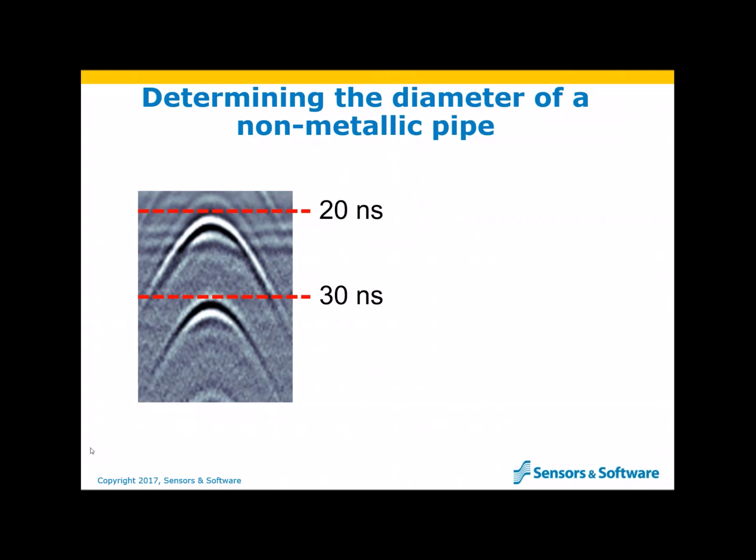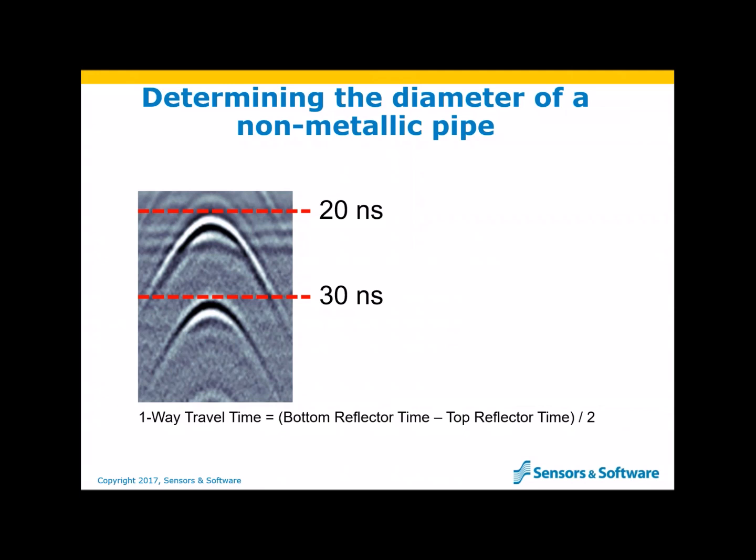In this example, say the reflection from the top of the pipe is at 20 nanoseconds and the reflection from the bottom of the pipe is at 30 nanoseconds. You get these values from the depth scale. We need to know the time the GPR energy was in the pipe. So we take the bottom of the pipe time and subtract the top pipe time.